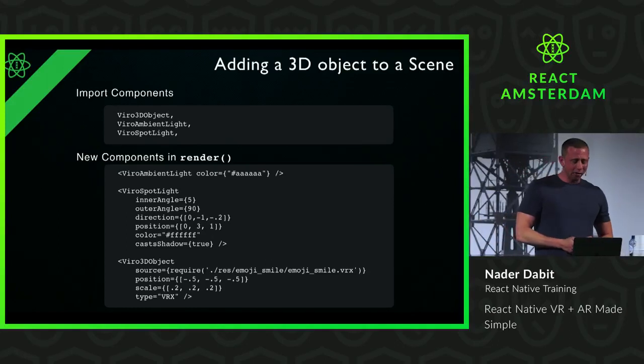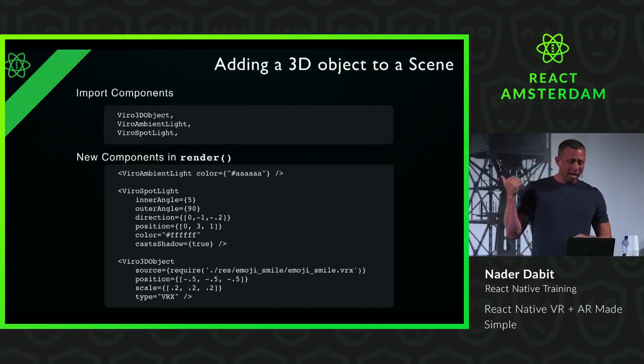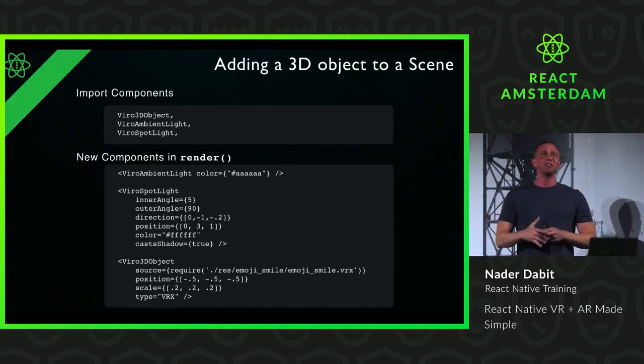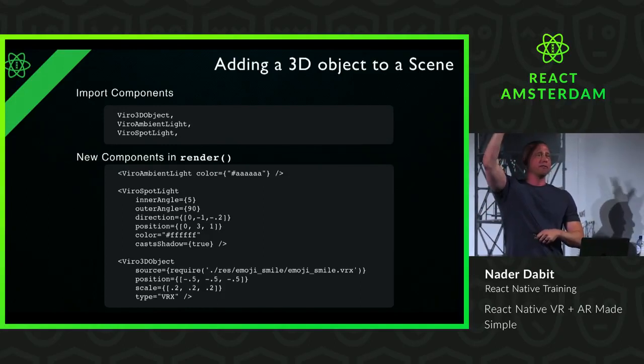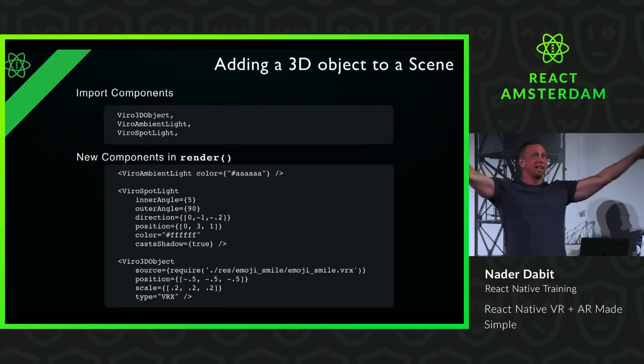Anyway, let's take a quick look at how that works. Here we have not only the Viro 3D object, but we've imported also the ambient light and the spotlight. The ambient light is almost like if you were in a room and there was equal lighting across the entire top of the room. It just gives an overview light of everything in the room.